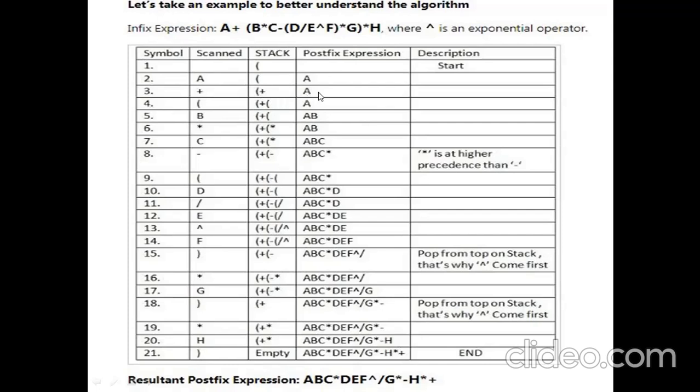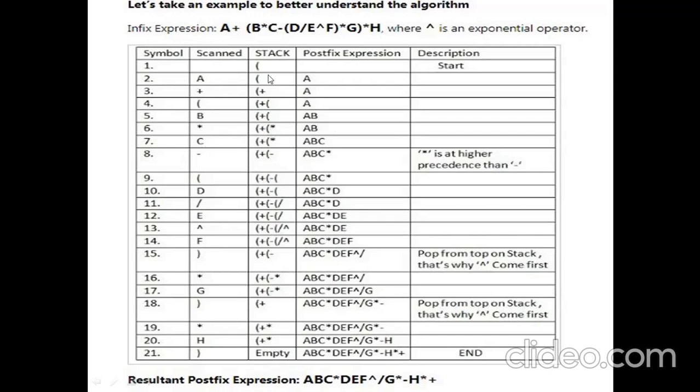And the postfix expression is A. After that, the next one we fetch is the left parenthesis, so it is entered into the stack once again, and the postfix is still A. Now we fetch the next one, that is B. Scan value B is copied into the postfix expression. Next is star, which is entered into the stack, since its precedence is higher compared to this, so we enter it into the stack.